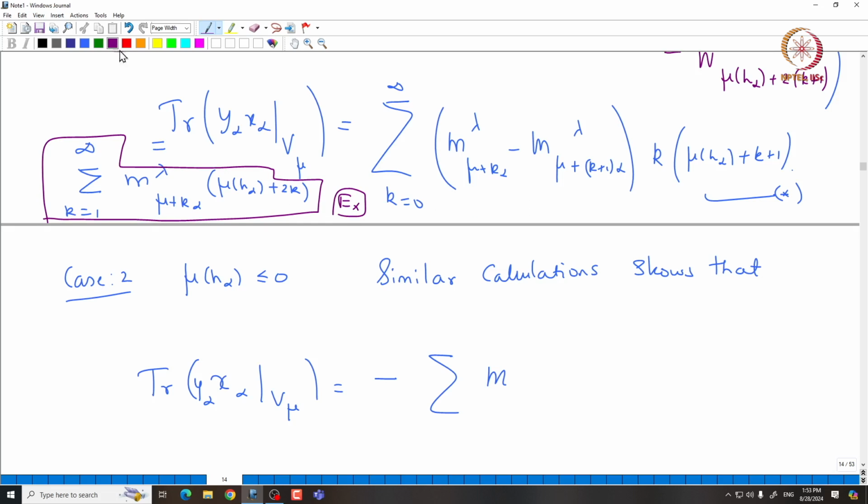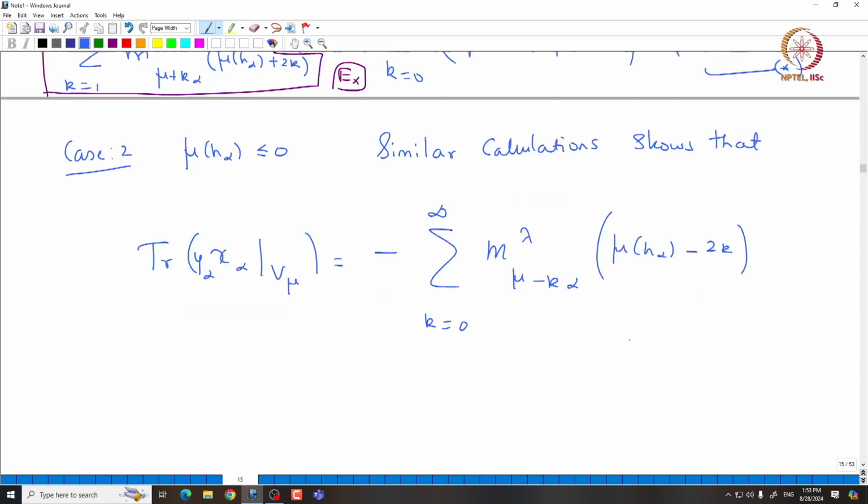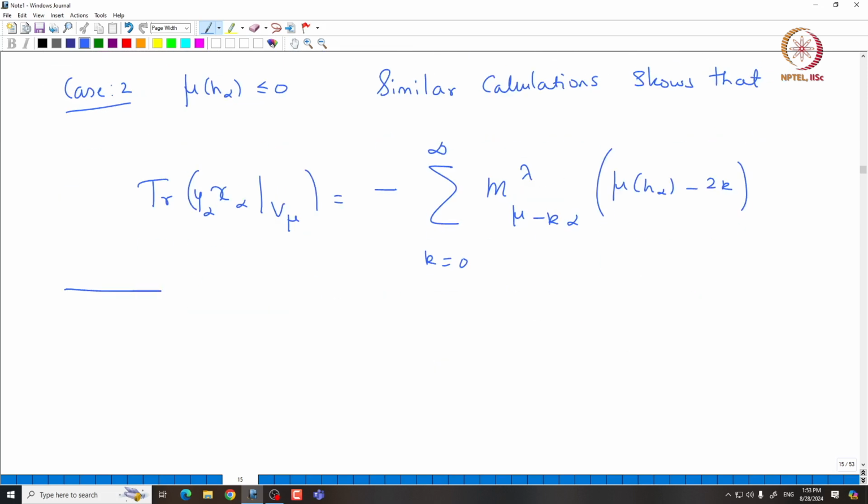So, using that, if you actually compute it for mu of h alpha less than or equal to 0, then you get a similar formula. The similar formula will look like the multiplicity of mu minus k alpha inside V lambda, where k runs over 0 to infinity, times mu of h alpha minus 2k. So, this is what you get for mu of h alpha less than or equal to 0. So, now if you put them together, what do you get?